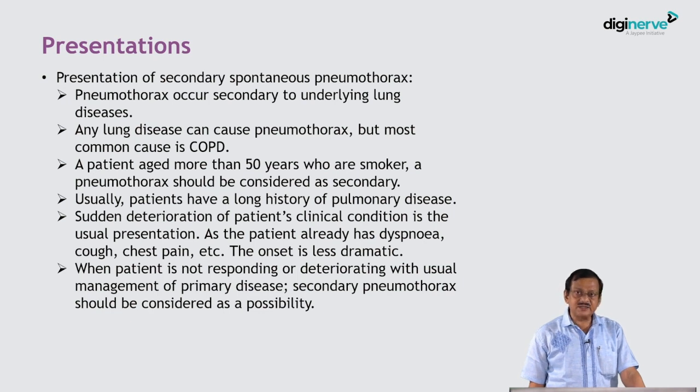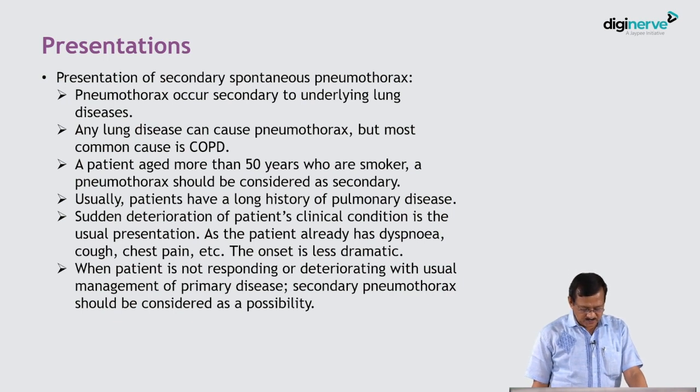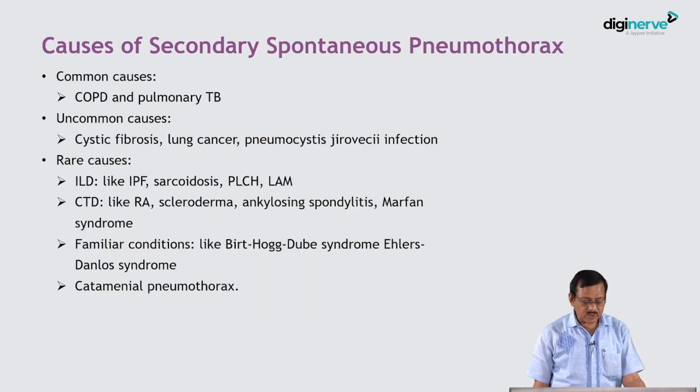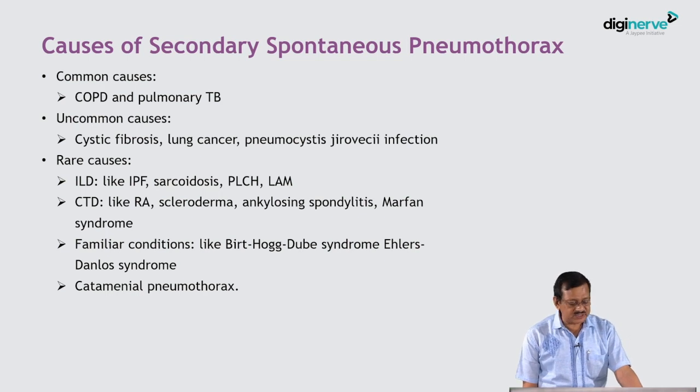And how can we identify pneumothorax? There is sudden deterioration of the patient's condition, or there is no improvement with treatment, the usual management. Then we should consider the possibility of pneumothorax. When the patient is not responding or is deteriorating with the usual management of the primary disease, secondary pneumothorax should be considered as a possibility. Now, what are the causes of secondary spontaneous pneumothorax?